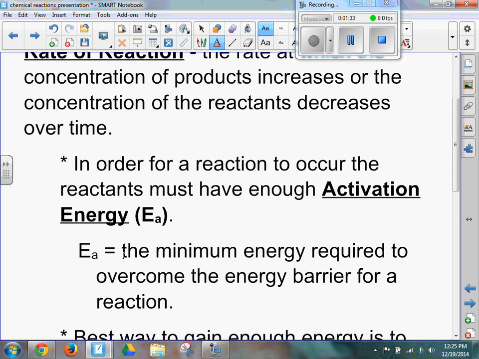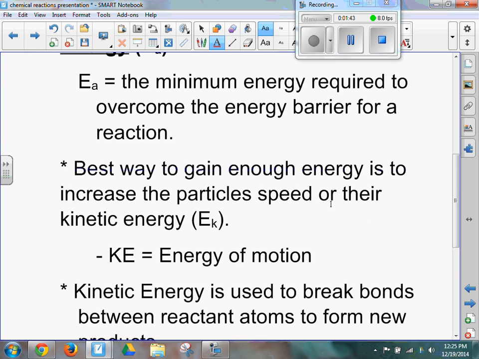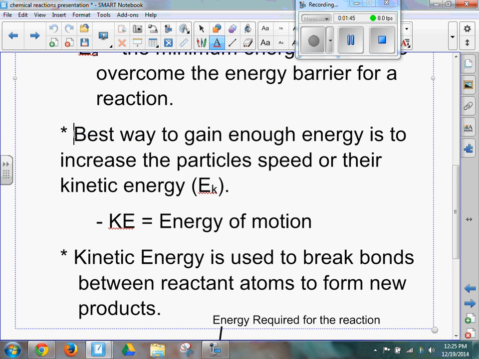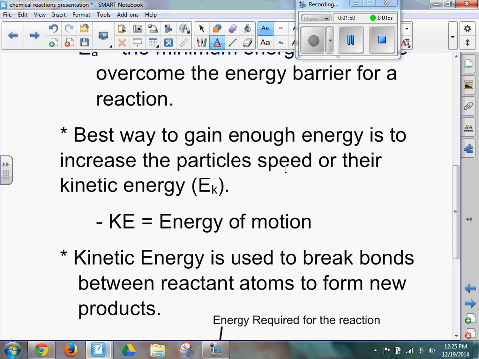Okay, so there has to be a certain amount of energy that has to be achieved by the substance or substances in this case to produce new products. Okay, that is called activation energy. So now, the best way to gain activation energy is to increase the particles' speed or their kinetic energy, EK.